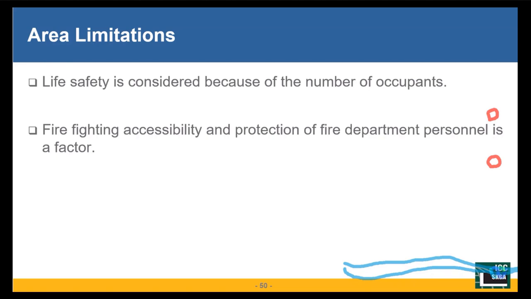So when we talk about unlimited area buildings and the allowable area increases due to frontage, that will become much clearer. When you have a huge frontage that's facing a public right of way, then the code allows you to increase the area of the building.